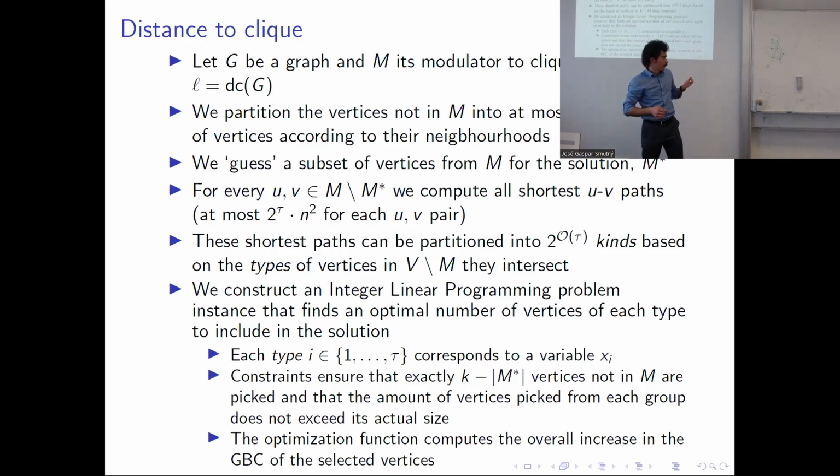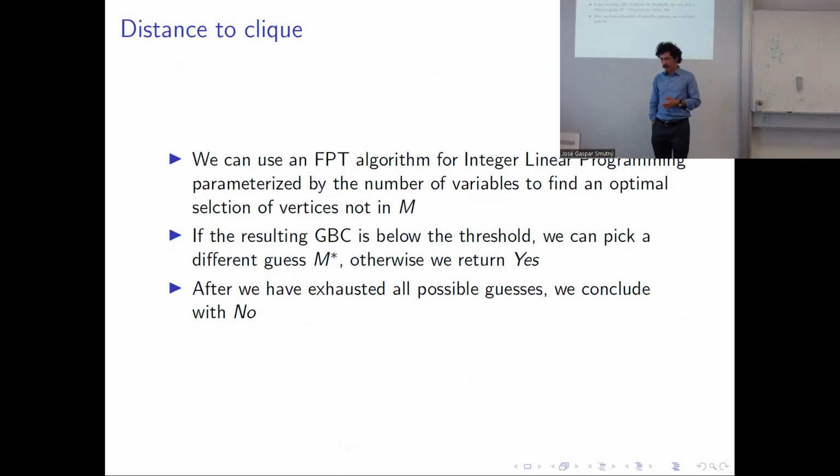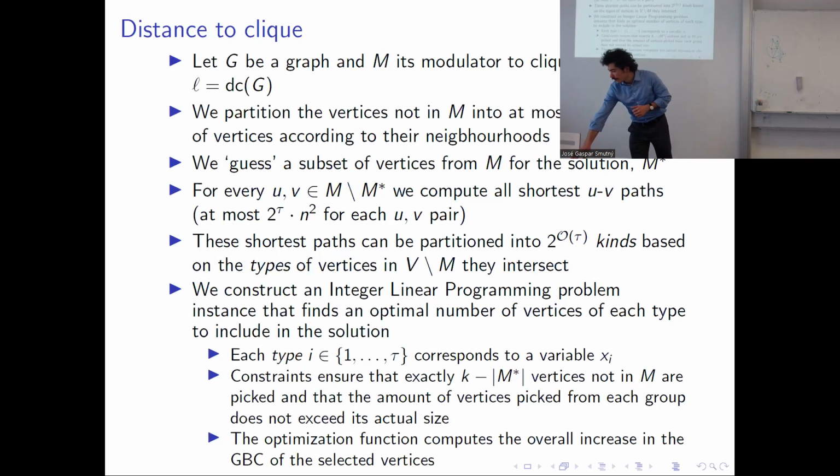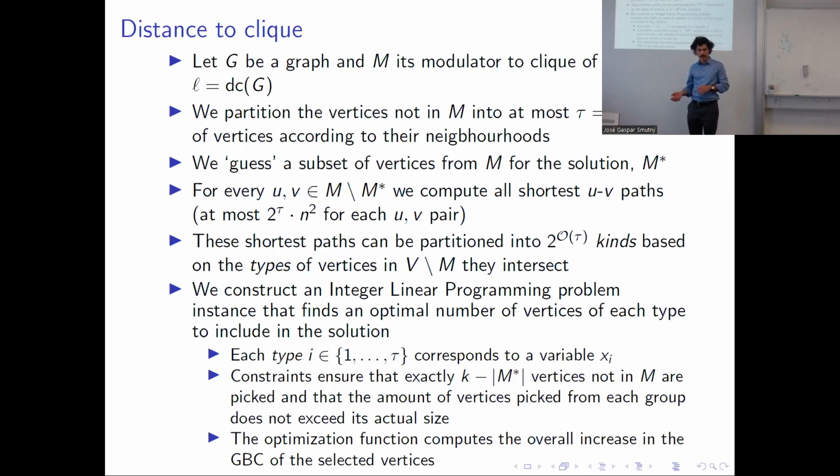The constraints ensure that we actually pick the correct amount of vertices, and also that we don't pick more than the actual amount of vertices in the groups. So we need to check this. And the actual hard work is in the optimization function. That's where we say, okay, if you pick this vertex and you cover this path, and the group centrality is this amount, and we can solve this using an FPT algorithm for linear programming, parameterized by the number of variables, which, if you recall, is not a function of n. It's just a function of the parameter of the distance to clique.